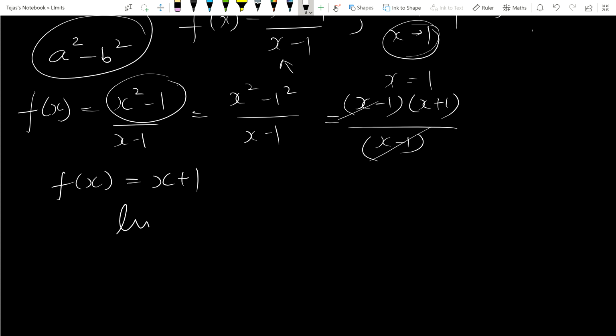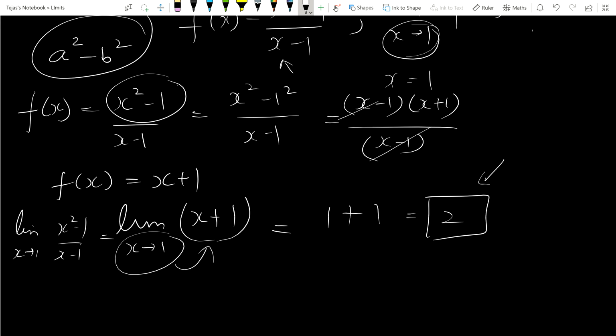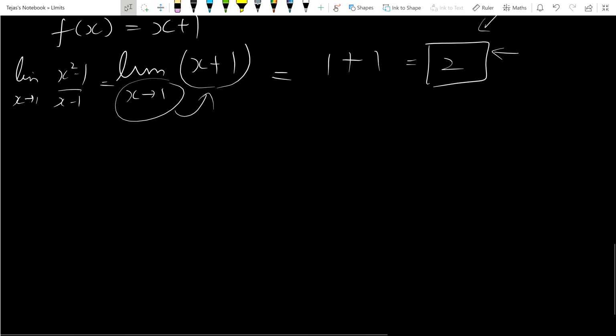So the limit x tends to 1, we can say that x plus 1 basically, which is equal to limit x tends to 1, x squared minus 1 upon x minus 1. And now we can find the value by putting x tends to 1 here. So 1 plus 1 we get 2. So you got 2 from the numeric method, 2 from the algebraic method. Now what is left is the graphical method, right?